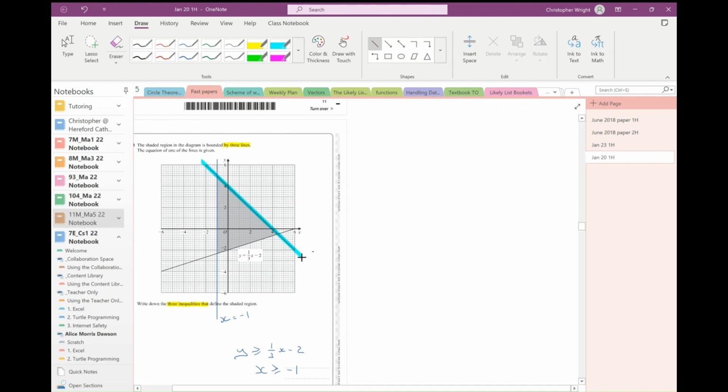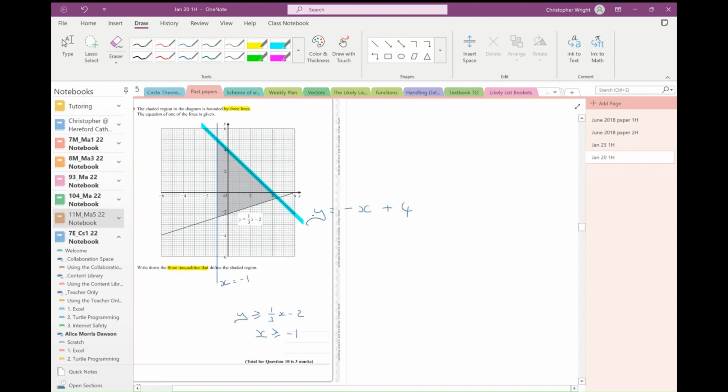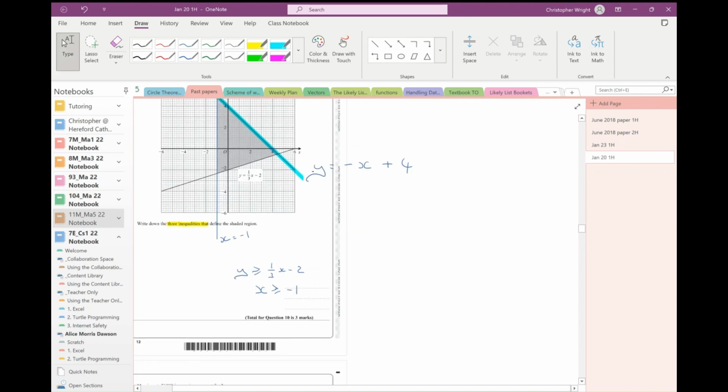So the equation of that line. Well, I could use y equals mx plus c. Now, what's the gradient of that line? I go along 1, I go down 1, along 1, down 1. So the gradient is -1. So it's y equals minus x, and the y coordinate is 4. So the equation of that line is y equals minus x plus 4, and I want the points below that line. So my inequality is going to be y is less than or equal to, because it's a solid line, minus x plus 4. So those are my 3 inequalities.